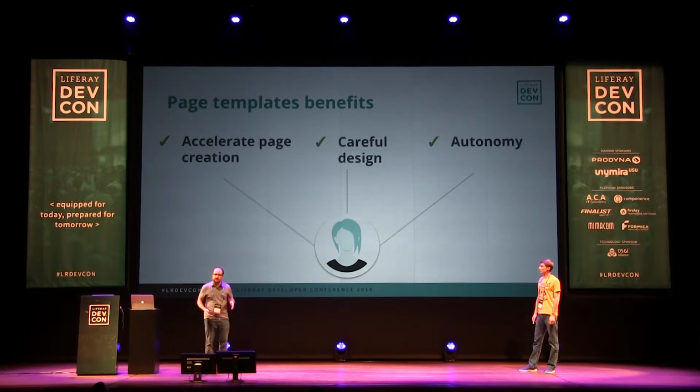And the autonomy is that, as Pavel mentioned, we can have a huge collection of fragments. So the designer doesn't have to worry about anything. He can just select those fragments that he wants to include in the template.